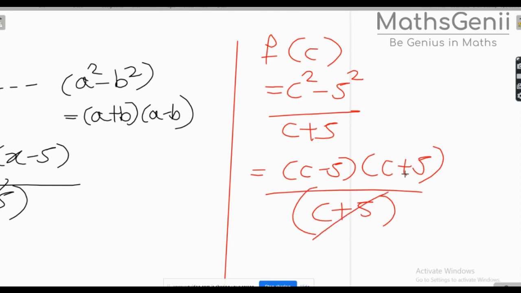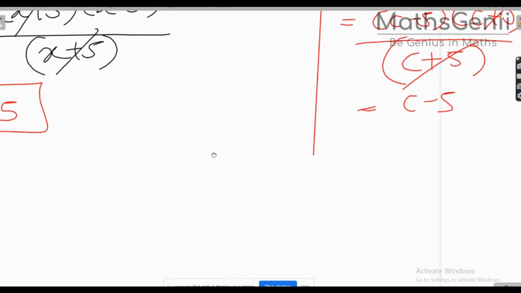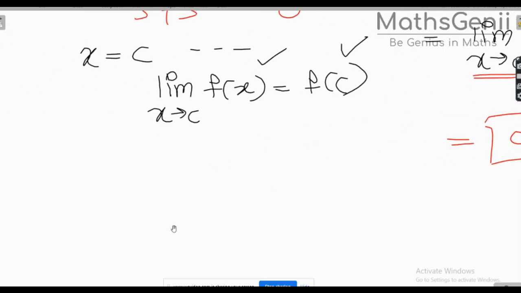C plus 5, C plus 5 gets cancelled out. What remains is C minus 5. Did we get C minus 5 here also? Yes, I got it here also. So can I say that the function is continuous? Yes, the function is continuous.